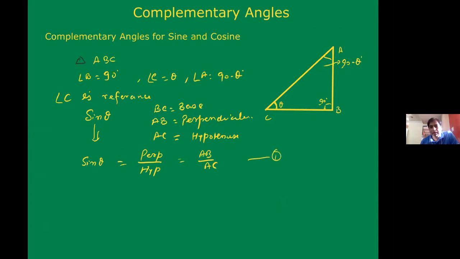Now I will talk about this angle, angle A. If angle A is the reference, and a person stands here, the side adjacent to this angle is the line AB, so AB will be the base now. Opposite to this angle A is BC, that is the perpendicular. So now BC is the perpendicular.